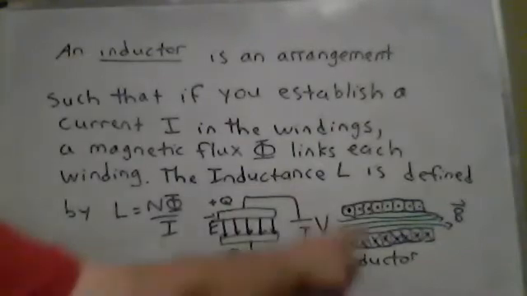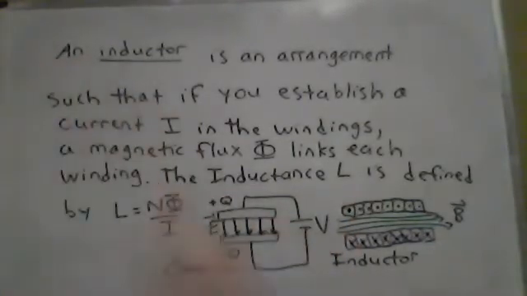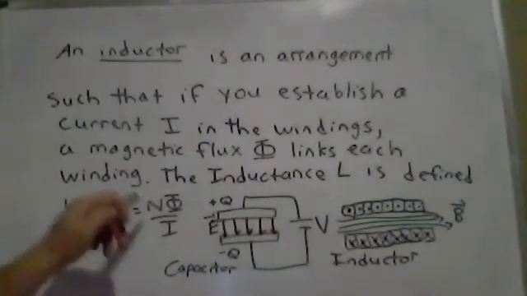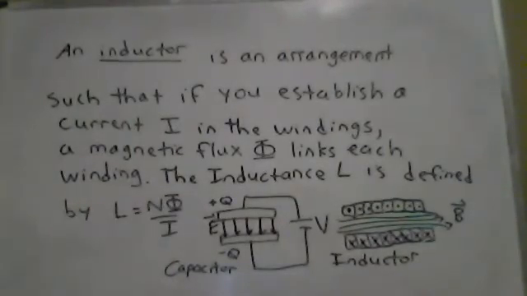Every single one of these windings contributes an amount of flux, and we have N of them. So N times phi is officially called the number of flux linkages. You divide that by the current I, and that is the definition of what we call inductance.